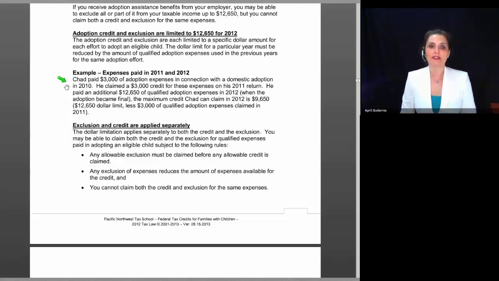Chad paid $3,000 of adoption expenses in connection with a domestic adoption in 2010. He claimed a $3,000 credit for those 2010 expenses on his 2011 return because 2011 is the year following the year the expenses were paid. He then paid an additional $12,650 of qualified expenses in 2012 when the adoption became final. The maximum credit that Chad can claim on his 2012 return will be $9,650 because you're going to have to subtract the $3,000 credit he claimed in 2011 from the maximum overall credit for 2012.